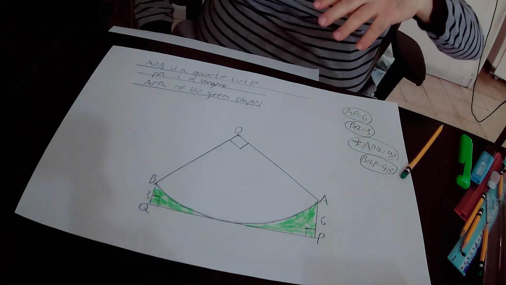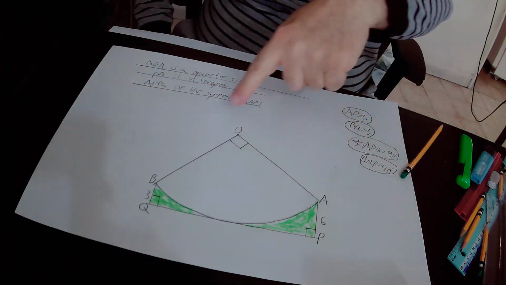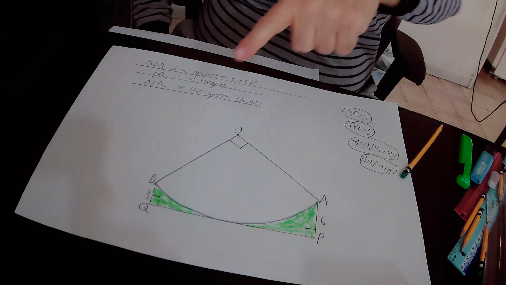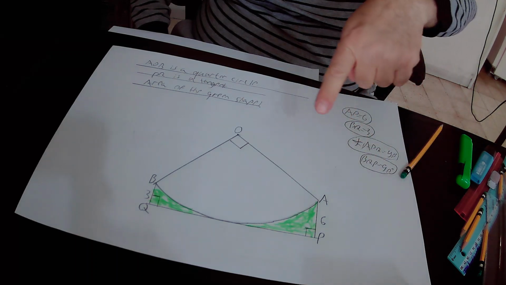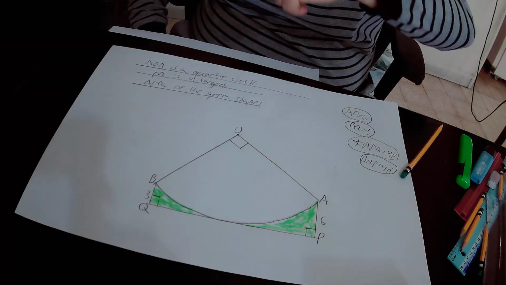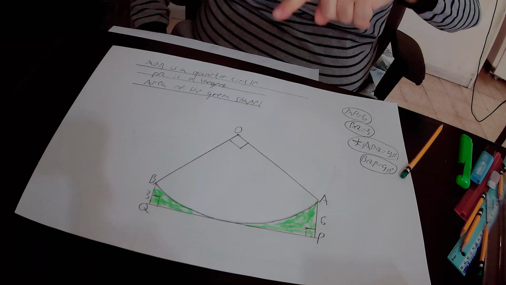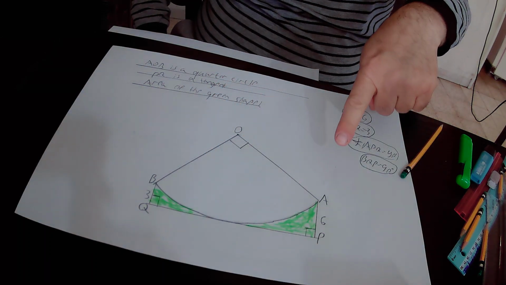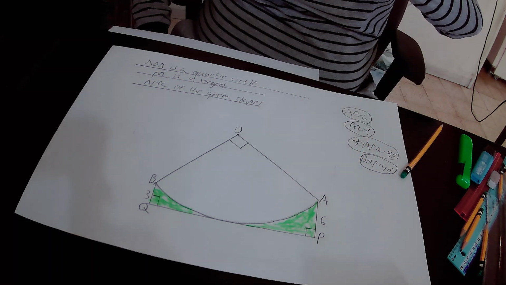Now, in this lecture, we'll find out the area of the green shape. In the drawing, we have a quarter circle. AOB is a quarter circle. And we have also tangent QP, that is tangent to this quarter circle here at this point. Line segment BQ equals 3 units in its length. Line segment AP equals 6 units.